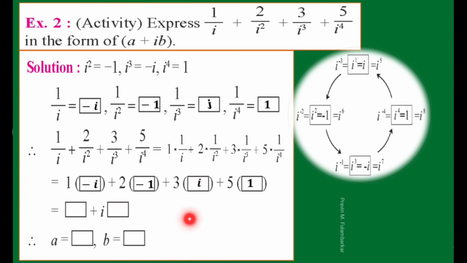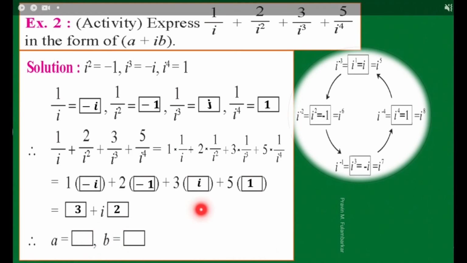Now see the real part first. Here the real part is 2 into minus 1, which is minus 2. 5 into 1 is 5. So 5 minus 2 we get 3. So we write the real part as 3. Then see the imaginary part. The imaginary part is 3i and 1 into minus i, which is minus i. So 3i minus i we get 2i. So we write here i into 2.